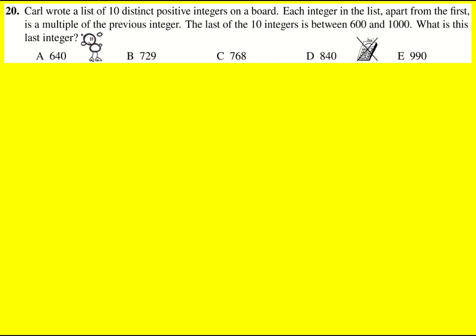Carl wrote a list of 10 distinct positive integers. Each integer, apart from the first, is a multiple of the previous. The last of the 10 is between 600 and 1,000. What is the last integer?